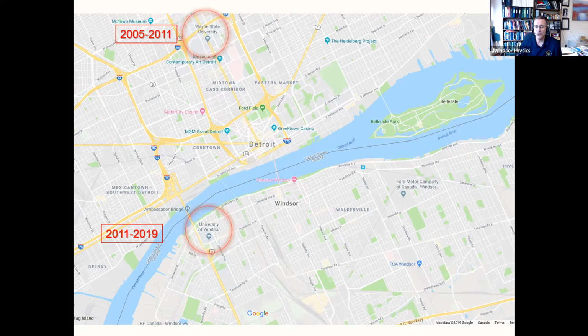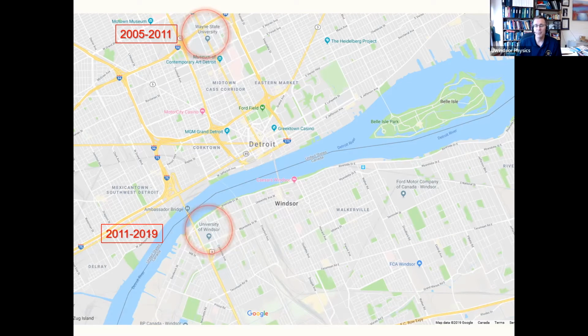So I'm talking to you from the University of Windsor. Down here, it's right on the river. And if you could get up on the roof of my building here at the University of Windsor, you could look across the Detroit River. I'm actually almost looking out the window at it right now. But if I was up on the roof, I could probably see the building where I worked at Wayne State University from 2005 to 2011. I was a professor at Wayne State.